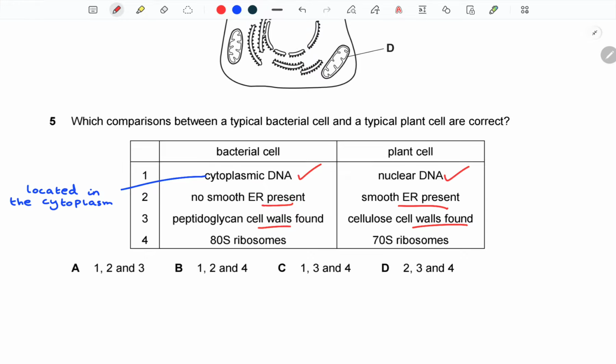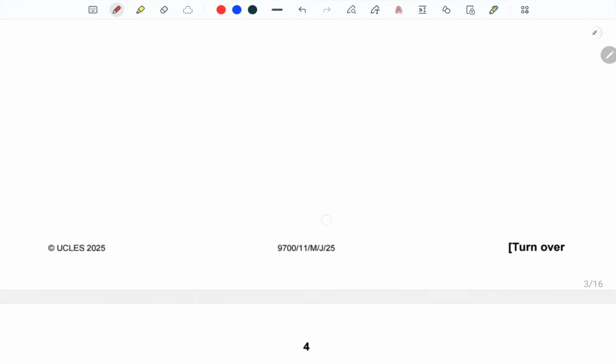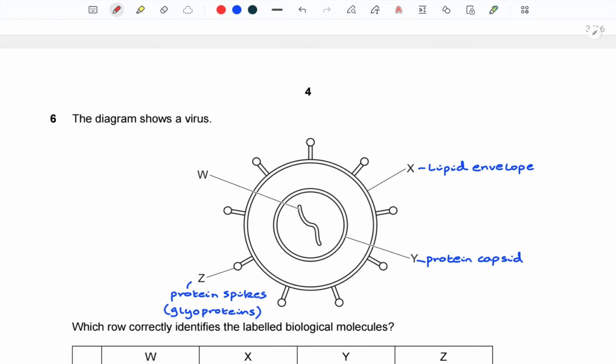The bacterial cell has 70S ribosomes, while the plant cell has 80S ribosomes. And of course, the mitochondria and the chloroplasts in the plant cells have 70S ribosomes. But the bacterial cell does not have 80S, it has 70S ribosomes, so this one is wrong. Hence, our answer for 5 should be A. And by the way, cytoplasmic DNA means that it is located in the cytoplasm of a bacterial cell, which is correct. Moving on, question number 6.